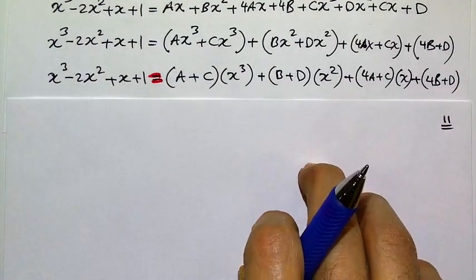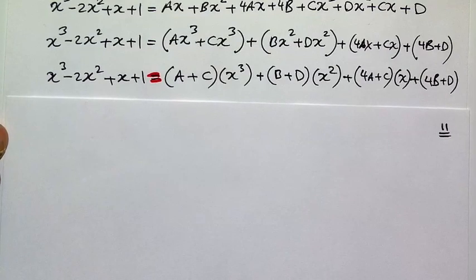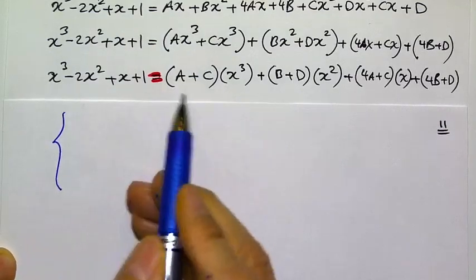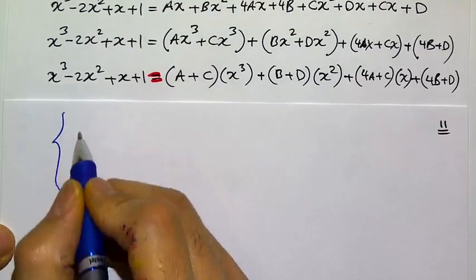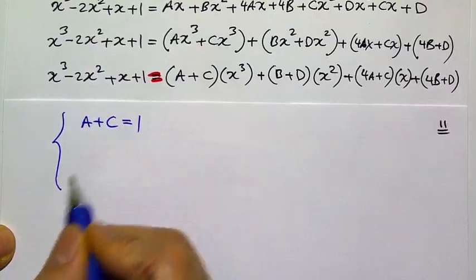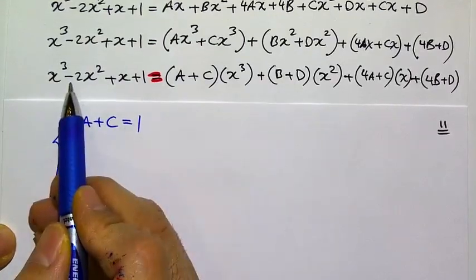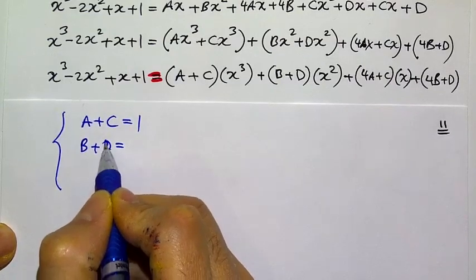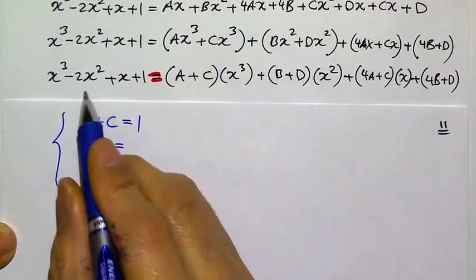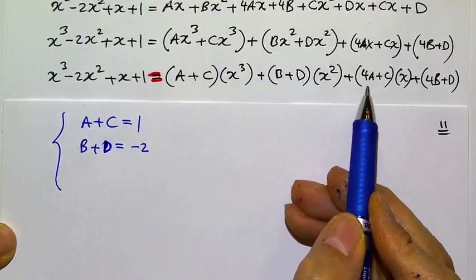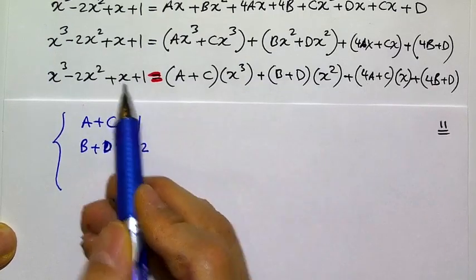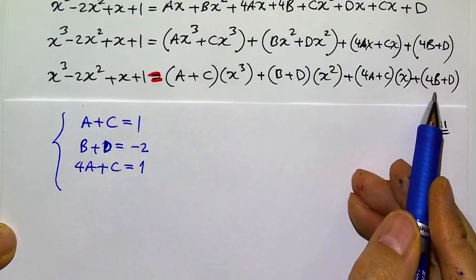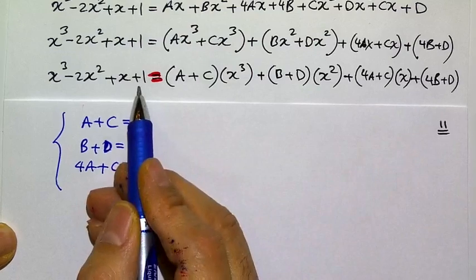Okay. So I'm assuming you've done that, and now you're back. So I'm going to write down the system. We have a plus c must be equal to 1, right? A plus c must be equal to 1. B plus d must be equal to negative 2. 4a plus c must be equal to 1. And finally, 4b plus d must be equal to 1.